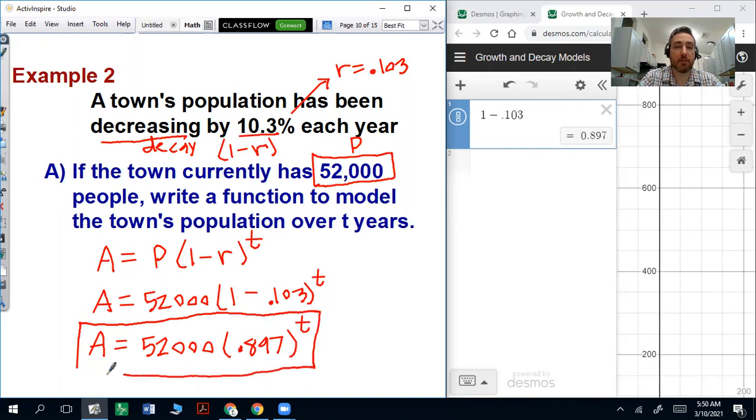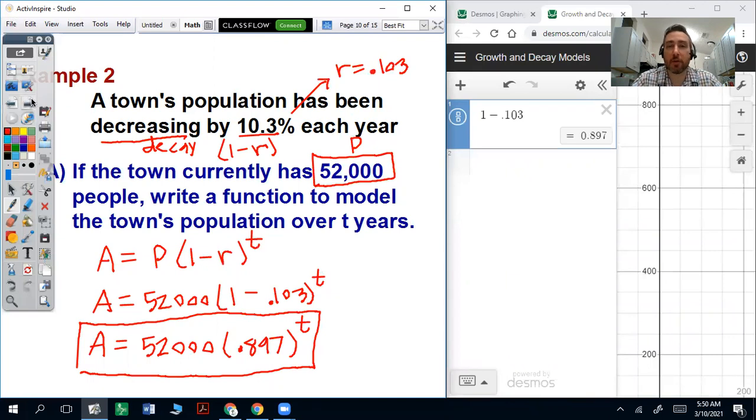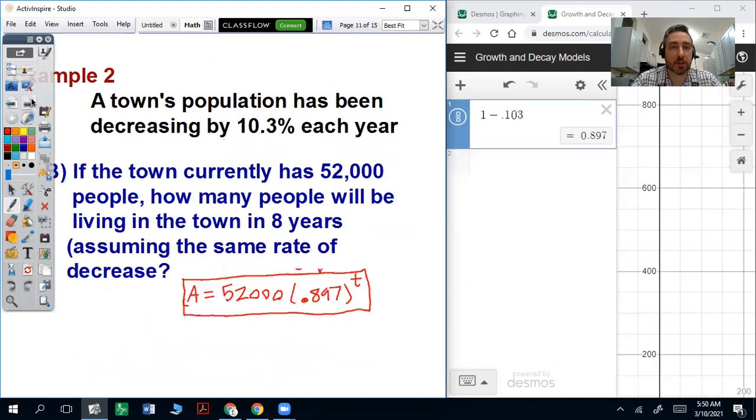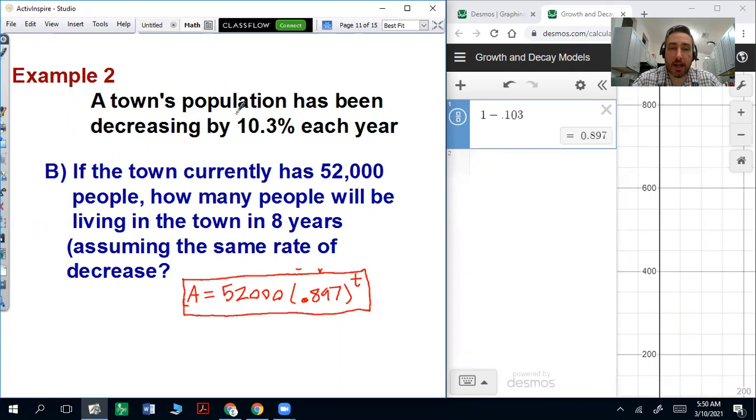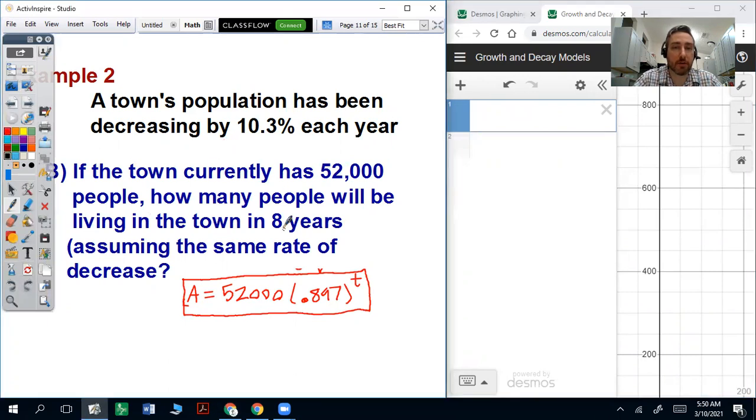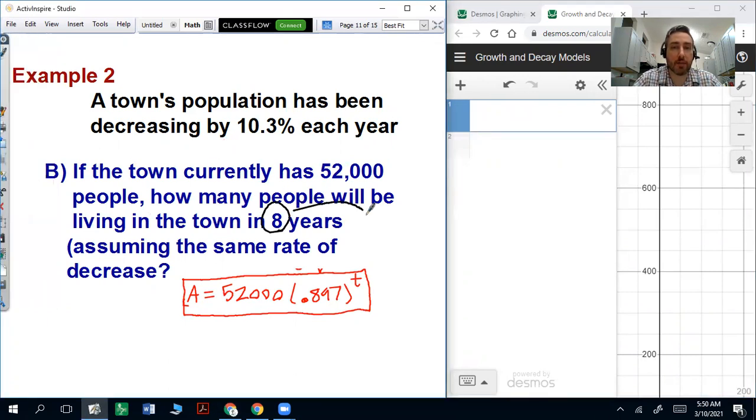And it's decay because that number in the parentheses is between 0 and 1, so it's going to be decreasing. So now let's apply how to solve for problems using that function. So here's your function, 52,000 times 0.897 to the T power. We want to know how many people will be living in the town in 8 years. So this is like just plugging it in. We want to know what is going to be the A value after our time is 8 years.